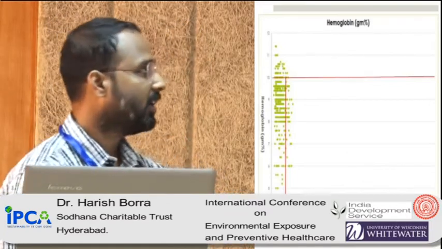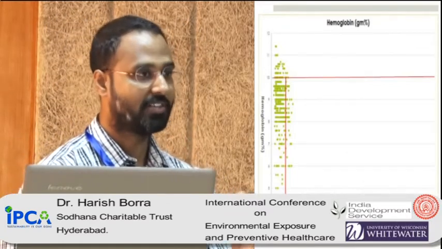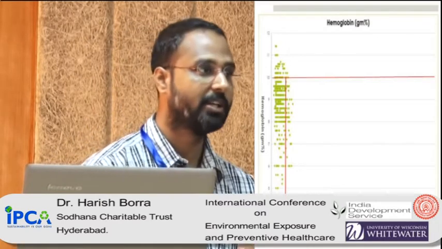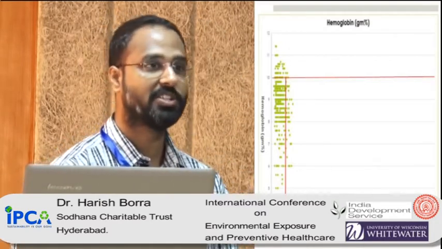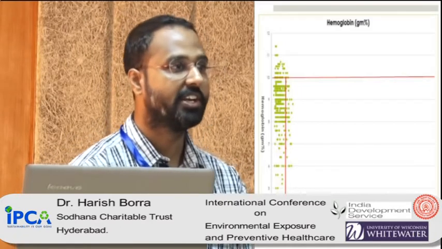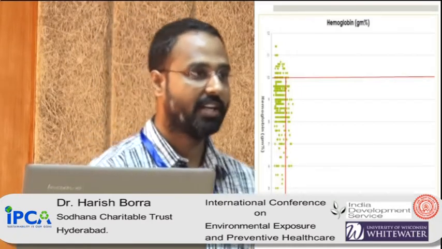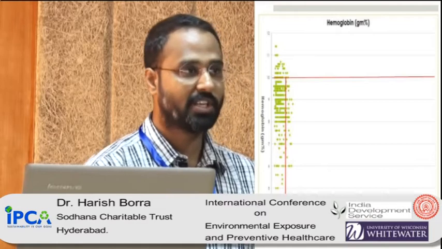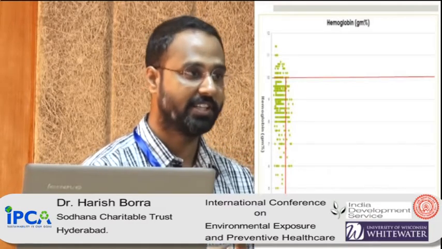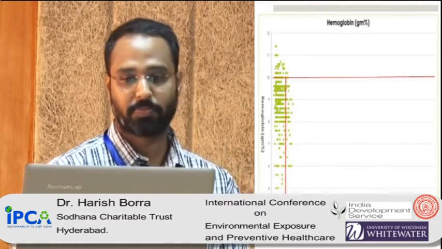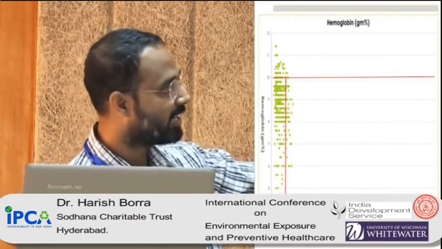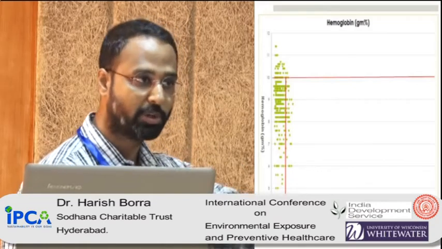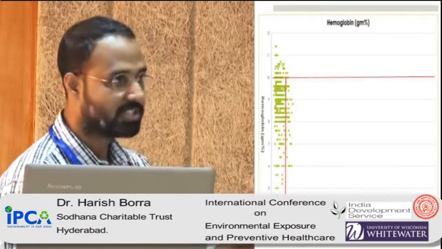Most of the women in the villages have low hemoglobin, below 10 gram percent, and most of them are anemic. Because of this, they have generalized weakness, irregular menses, and they tire easily. This is the graph which shows the people below the red line having hemoglobin below 10 gram percent. This is one finding.